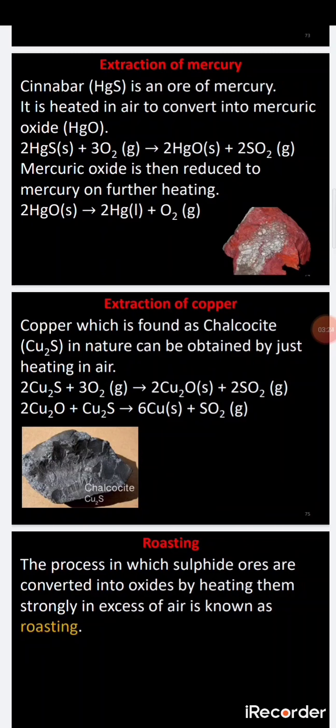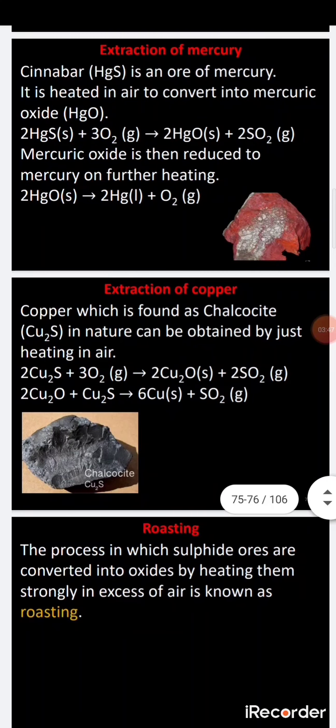You already know that the symbol for mercury is Hg. Here it is present in the combined state, in the form of mercuric sulfide. Another name for mercuric sulfide is cinnabar, and this is the ore of mercury. First, this cinnabar in the combined state is heated in air to convert it into mercuric oxide.